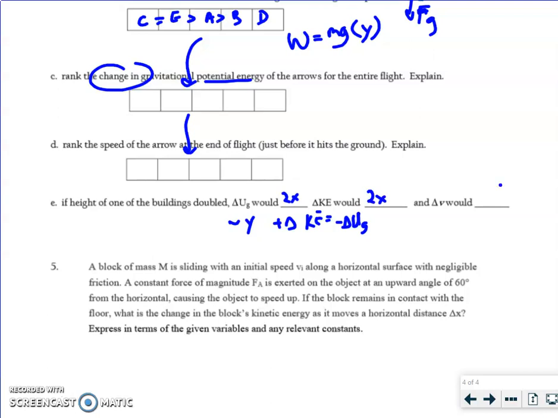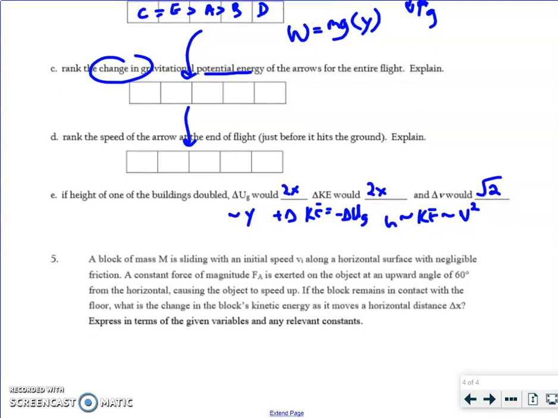However, the velocity would be radical 2, because kinetic energy, which is proportional to height, is also proportional to v squared. So doubling the height is going to give you the square root of 2 times the velocity. Okay, in other words, if I solve for v, v is proportional to radical h. Some people might have squared the 2 to get 4. You don't do that.